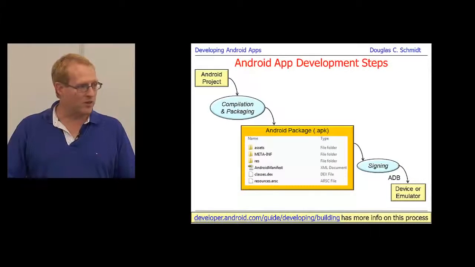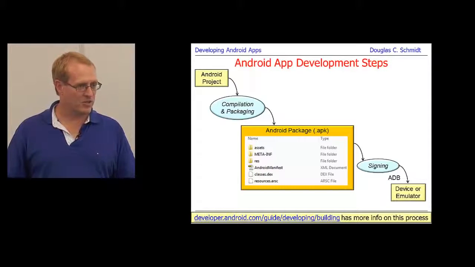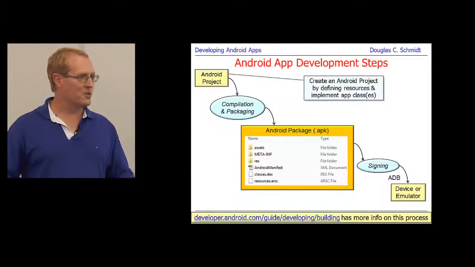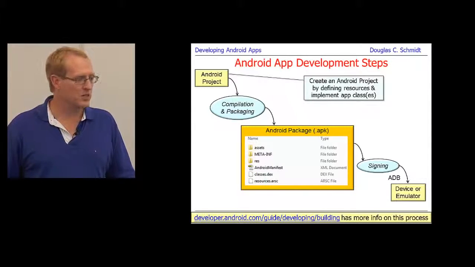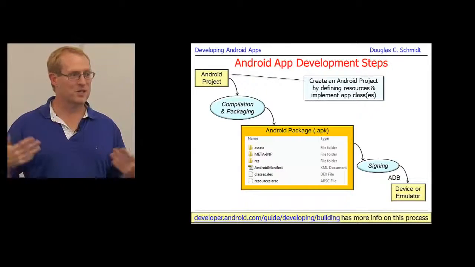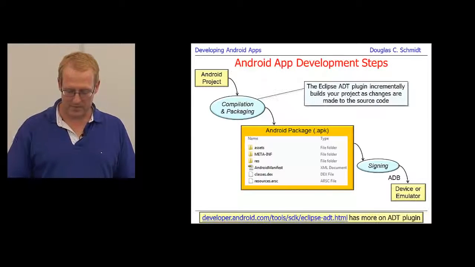Okay, so here are the basic steps, and if you want more information about each of these steps, take a look at the URL here. This gives a text description of some of the things that are going on. So the first thing you do, of course, is you create an Android project which contains a bunch of resources. We'll talk more about those in detail, as well as the stuff that's really the fun part, in my mind at least, which is the code, usually Java code, which is what you actually write.